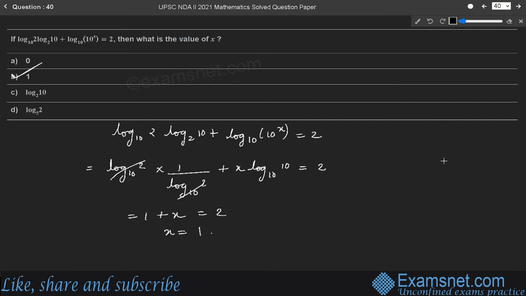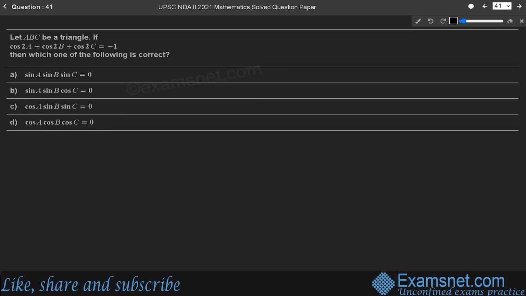So I hope all the questions are clear to you, and you can solve every question if you know the basic formulas from every topic. Here is a question. Let ABC be a triangle. If cos 2A plus cos 2B plus cos 2C is equal to minus 1, then which one of the following is correct?